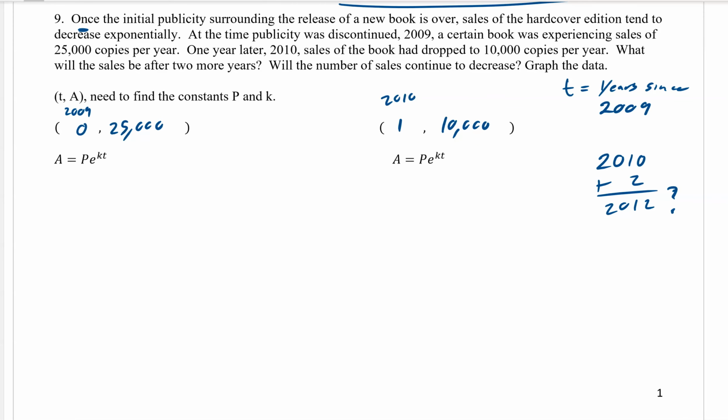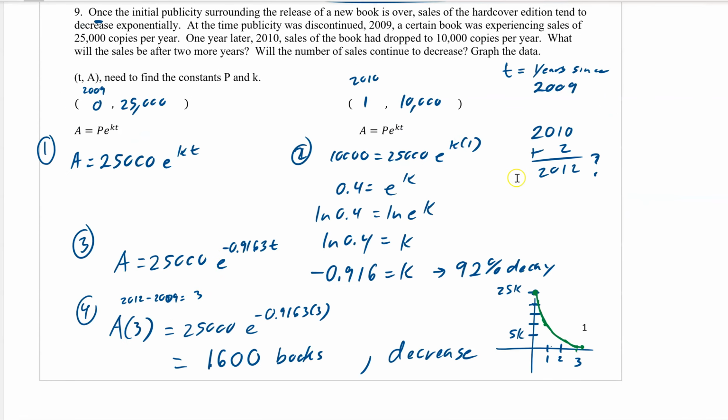So this is what you should have gotten, a 92% decay rate. Plugging that in, I used a few more decimals and plugged in the exact value, and it gave me exactly 1,600 books. So in 2012, we should expect 1,600 books, which is obviously decreasing, as the problem says. Our decay graph should look like this, a quick rough sketch: 25,000 initial, 10,000 after 1 year. Remember, when you graph these, they don't start until 0, so don't go this way. There's no backward arrow. It starts at 0 and then decays.